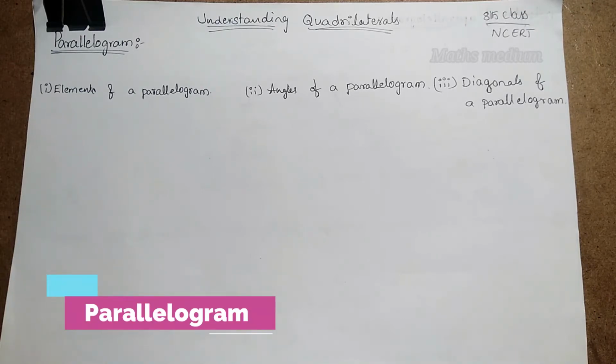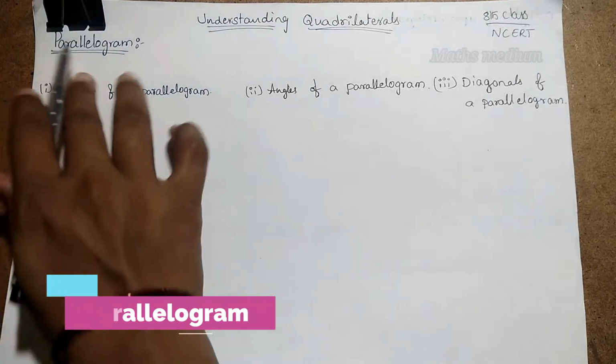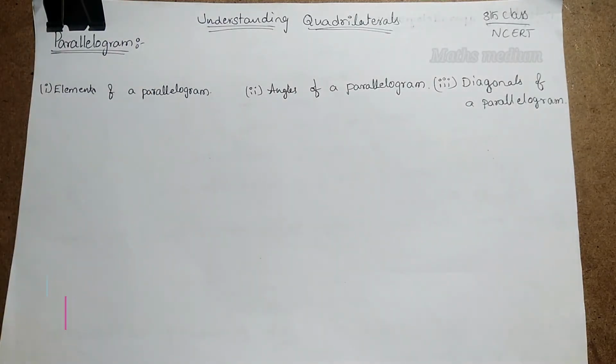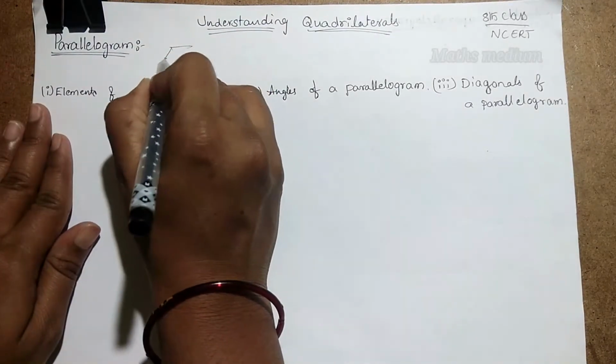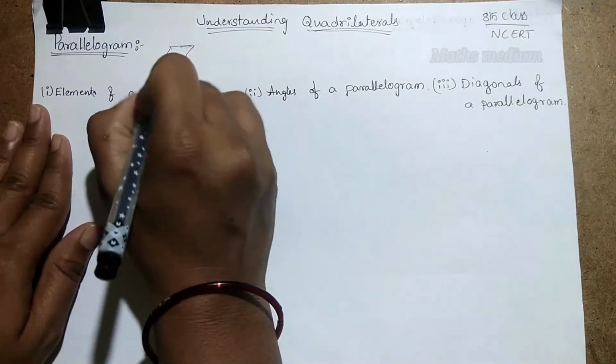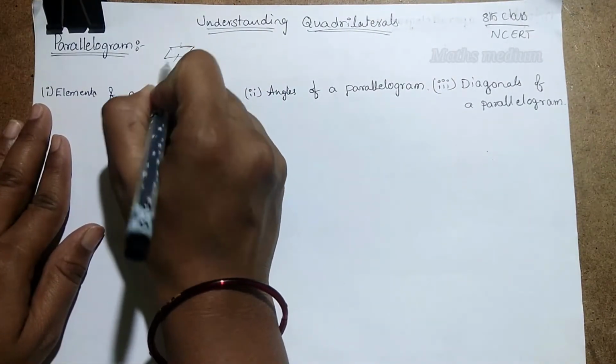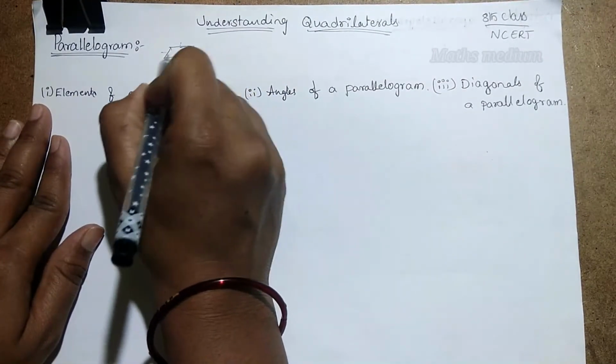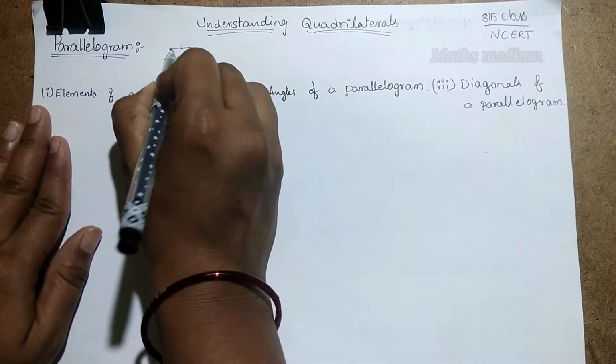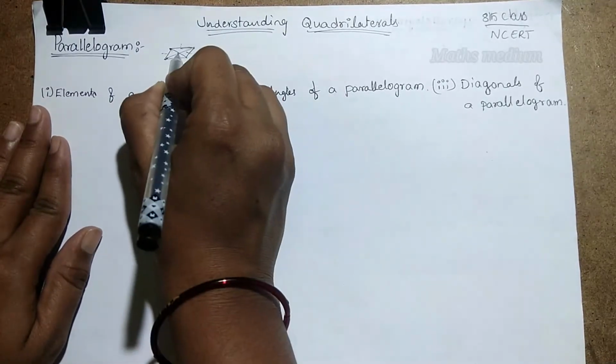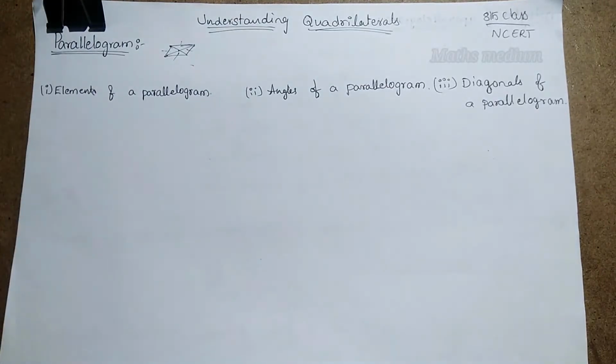Today I came with a topic, understanding quadrilaterals from 8th class NCERT. Here the topic is parallelogram. In previous videos we already learnt about the parallelogram. That is nothing but a quadrilateral whose opposite sides are parallel. Mostly we are using parallelogram like this. So opposite sides are parallel to each other and it has diagonals that are bisecting each other. So this is about the parallelogram.